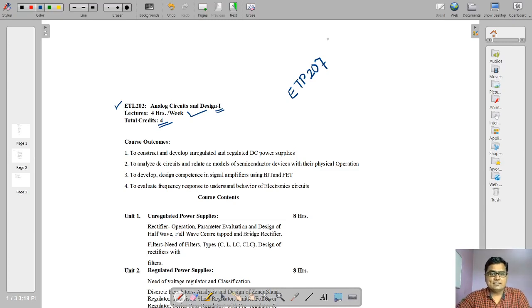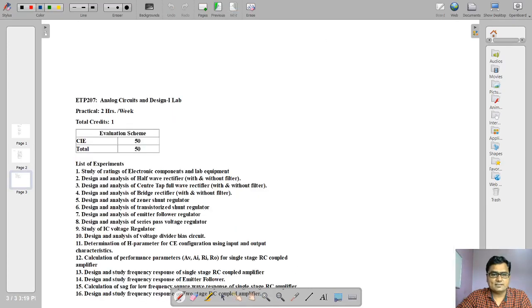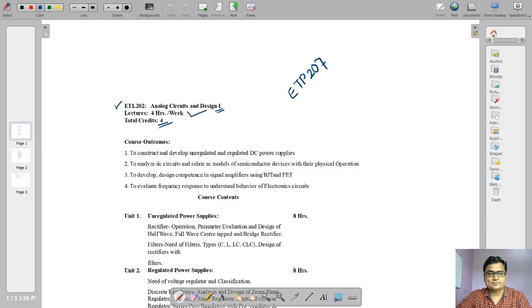It is there on the next page. I have written it. ETP 207, this is Analog Circuit and Design 1 lab. It is for practical, and for practical it is 2 hours per week, and it has a credit of 1. So first we will discuss the theory subject, that is with course code ETL 202.